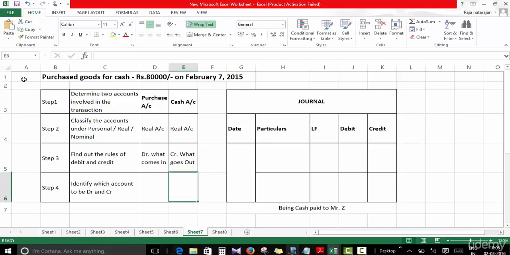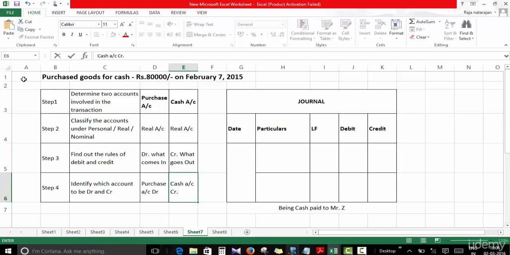So in this case, goods are coming in. So in step 4, we'll identify which account should be debited and credited. Goods are coming in, but I'm going to show it under the broad category called purchases. So purchases is happening, goods are coming in. So purchase account should be debited. And cash is going out, credit what goes out. So cash account should be credited.